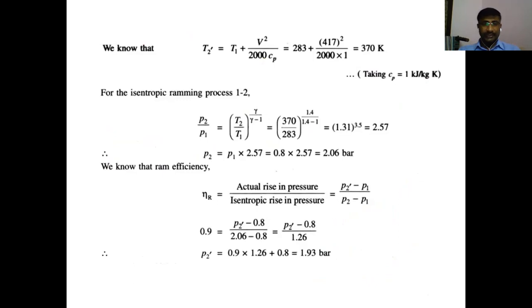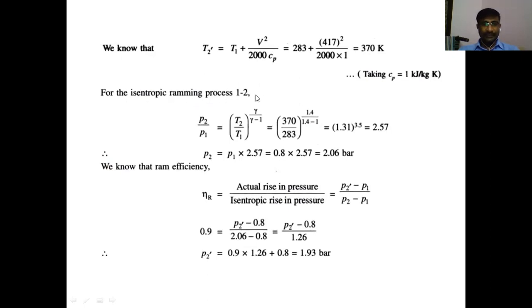By applying the energy equation between 1 and 2, T2 dash or T2 can be written as T1 plus V square by 2000 into Cp. It was derived in the first class itself. 283 is the ambient temperature before entering the cabin. Velocity of the aircraft is 417, and specific heat is taken as 1 kilojoule per kg Kelvin. The temperature after compression in the diffuser, due to ramming action, the ram air temperature, is 370 kelvins. From this temperature, the pressure and temperature are increased in the main compressor.